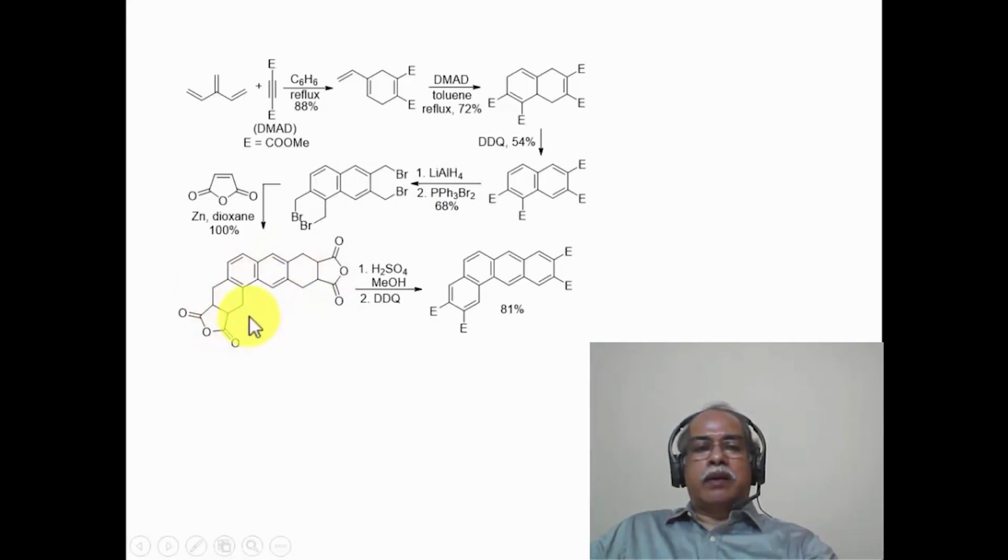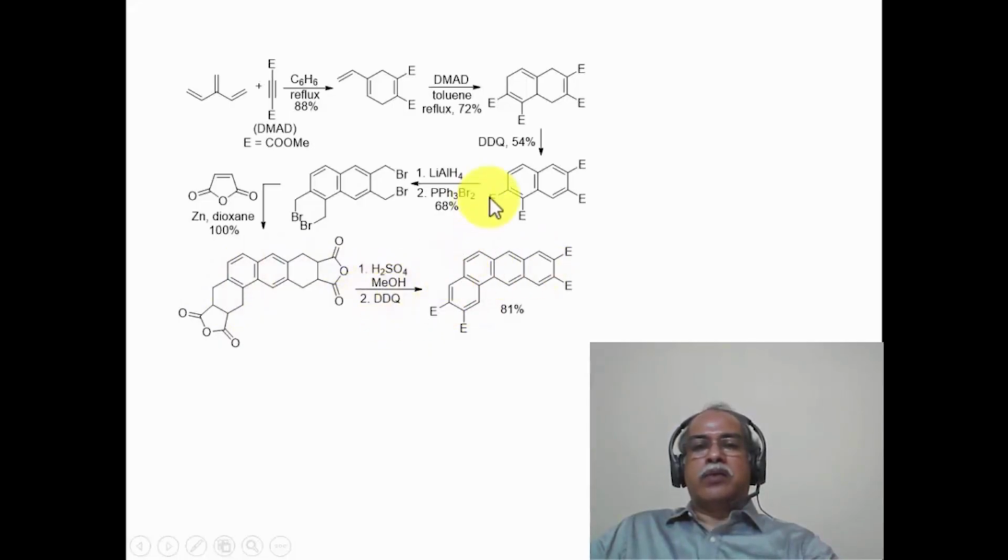This upon esterification by treating the anhydride with methanol and sulfuric acid, the corresponding tetra ester is produced. The tetra ester is actually a tetrahydro benzoanthracene derivative, and that is oxidized to the corresponding aromatic derivative using DDQ.